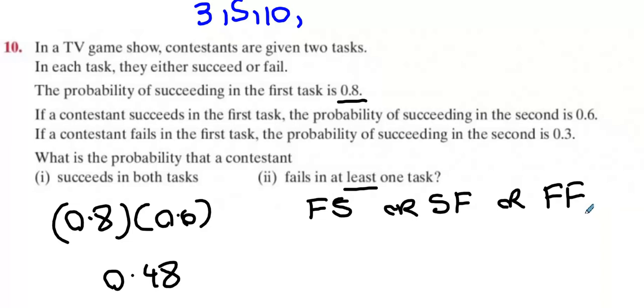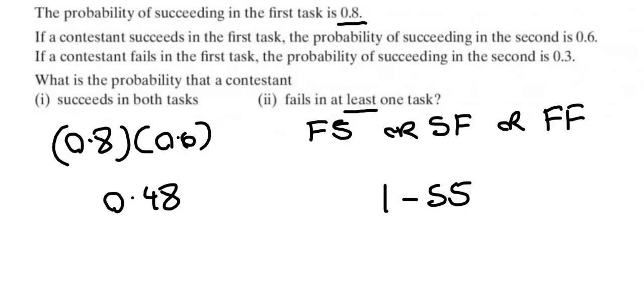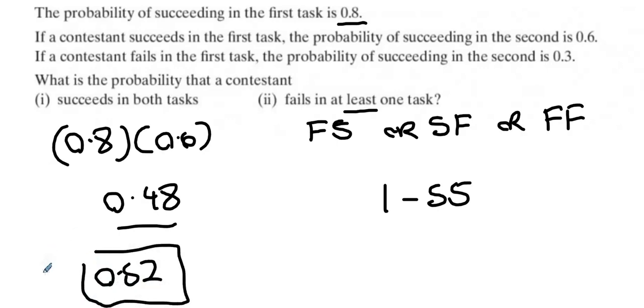Now, adding the 3 of them is actually the same thing as 1 take away the probability that you succeeded twice, because what's left over? You failed at least 1. So you can do it both ways if you want. I'm going to show you that both ways lead to the same answer. So what's 1 take away 0.48? The answer is definitely 0.52.